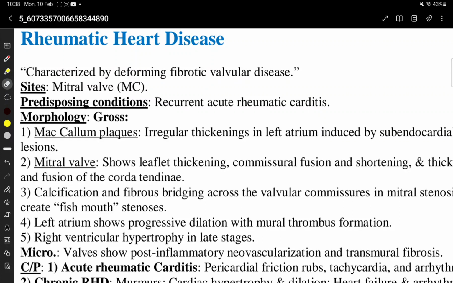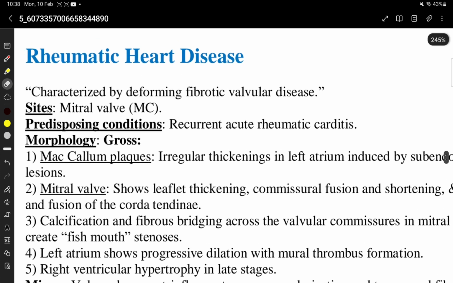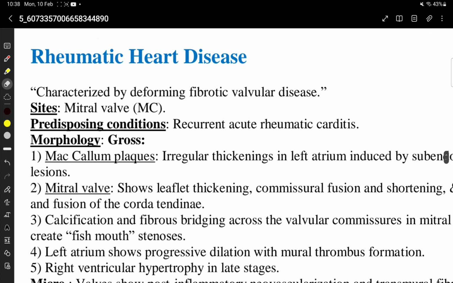Rheumatic heart disease is characterized by the formation of deforming fibrotic valvular disease. Site: mitral valve. The mitral valve is the most common site for rheumatic heart disease.